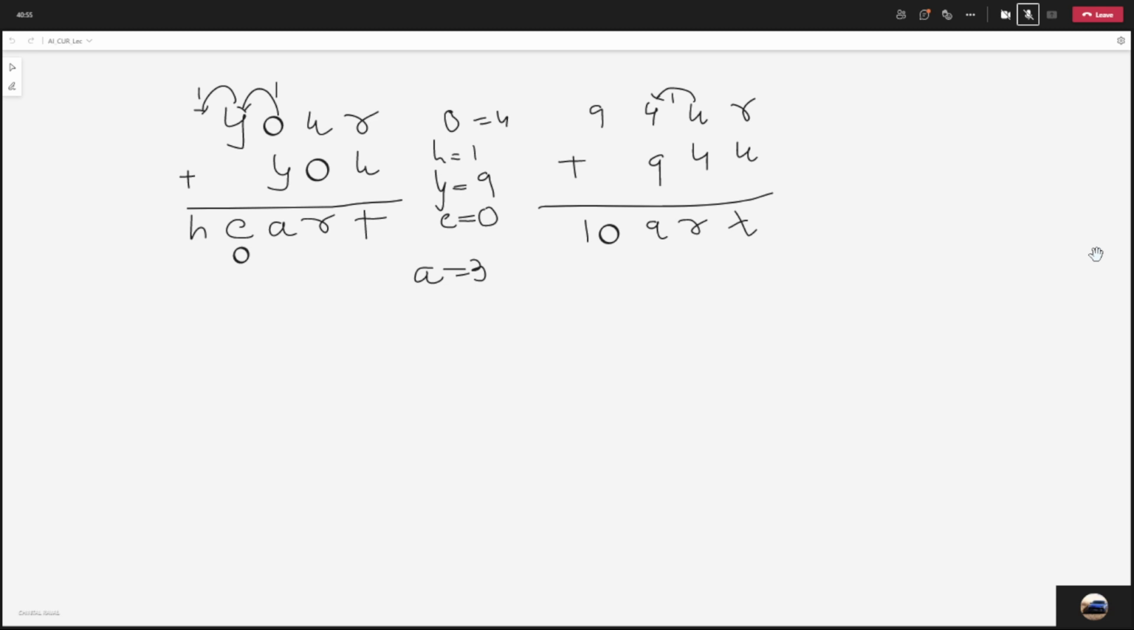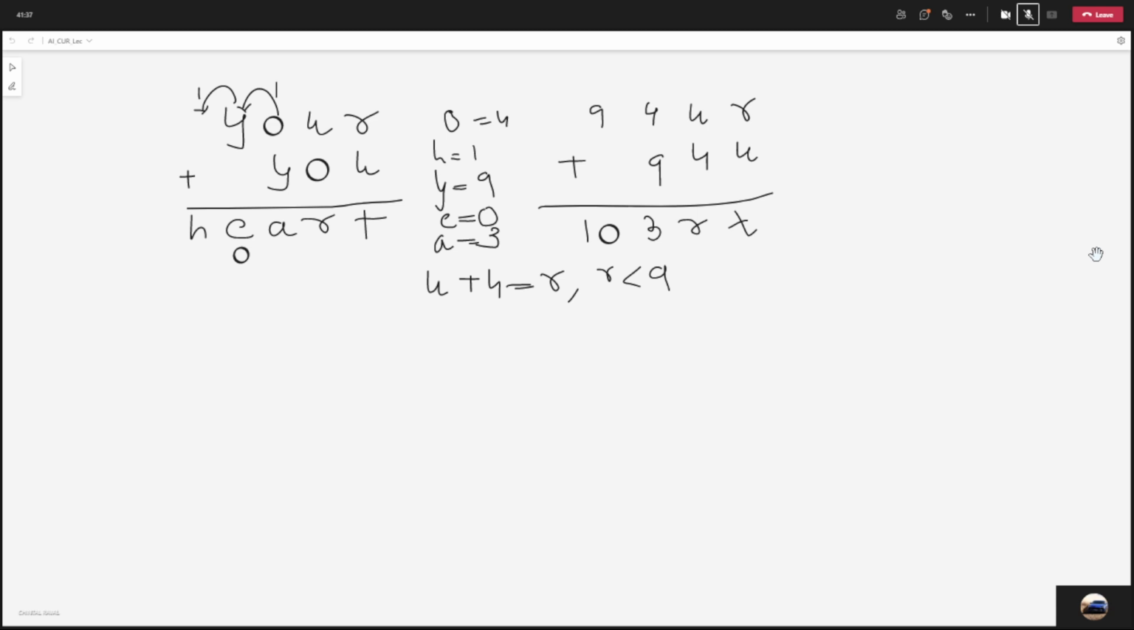So now we are sure that there is no carryover from this place to this place, and we can write the value of a equals 3. That we can now confirm. So substituting the value of a equals 3 over here. Now we are supposed to find the values of u, r and t. Here we have the equation u plus 4 equals r.